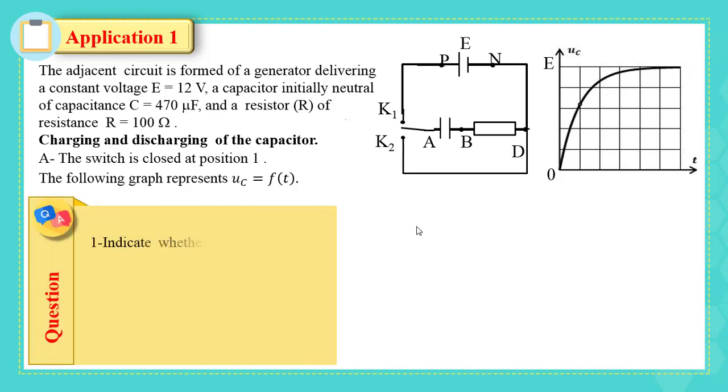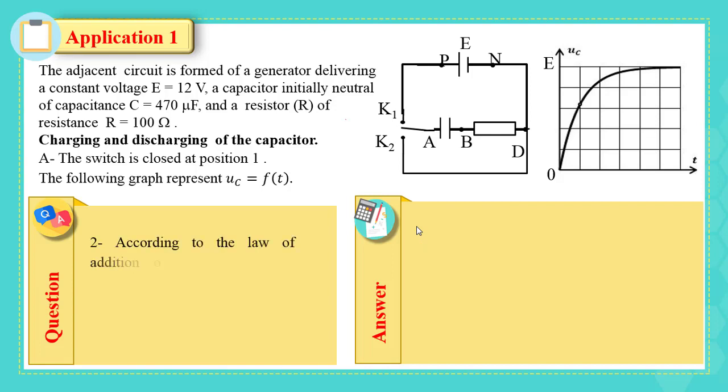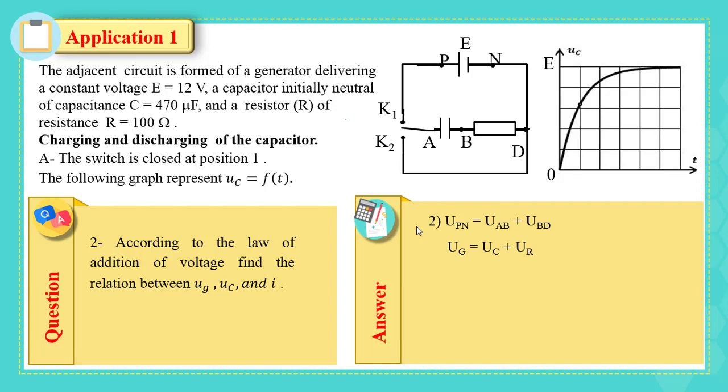1. Indicate whether the capacitor is charging or discharging. The capacitor is in charging phase. 2. According to the law of addition of voltage, find the relation between UG, the voltage across the generator, UC, the voltage across the capacitor, and I, the electric current traversing the circuit. UPN equal UAB plus UBD. UG equal UC plus UR, and UR equal UG minus UC.